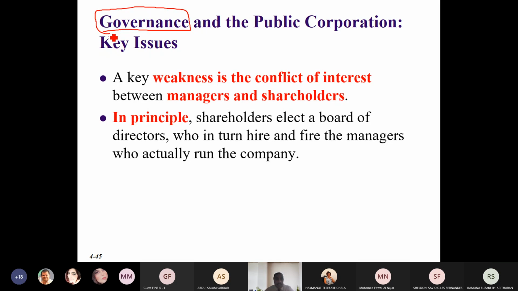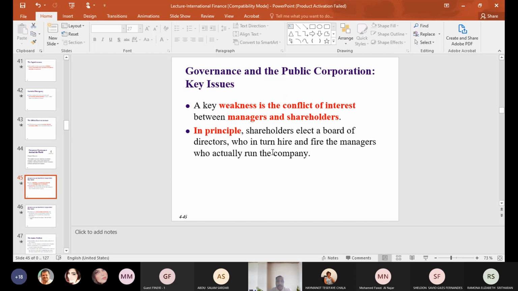Have you ever seen the organizational structure of any company or corporation? Yes. The decision makers, the governance. Yeah, the decision makers, exactly.